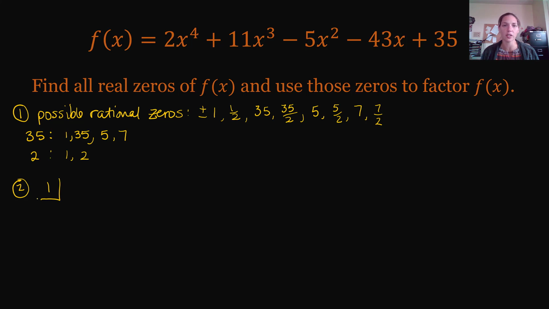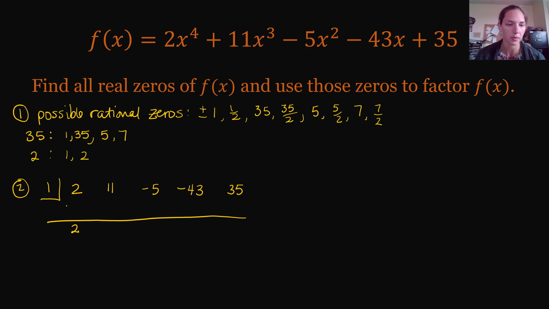Just like when we were doing long division with our oblique asymptotes, we needed those placeholders. We still do here too, because this is synthetic division. Any kind of division needs those placeholders. So I'm going to put in my 2, my 11, my negative 5, negative 43, and 35. And let's see if this works.